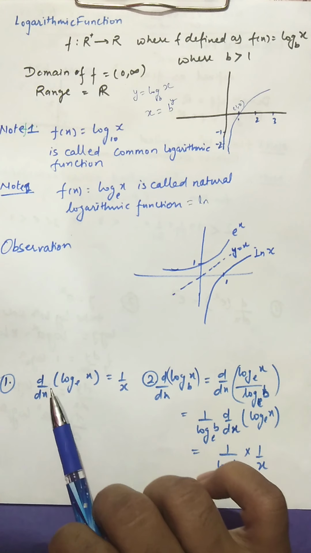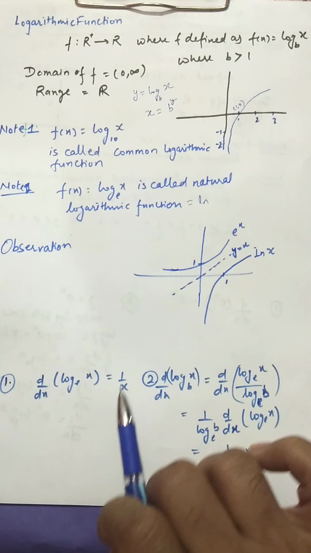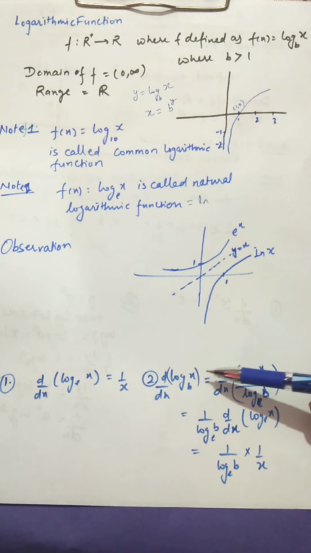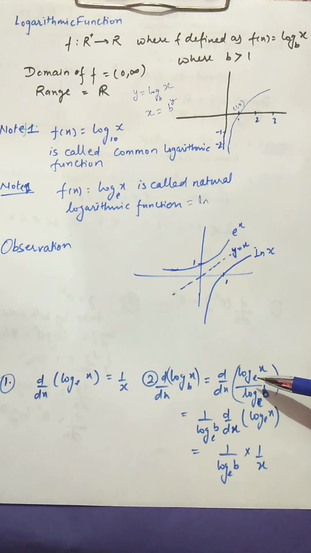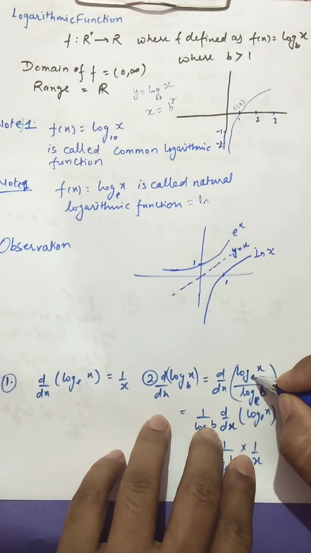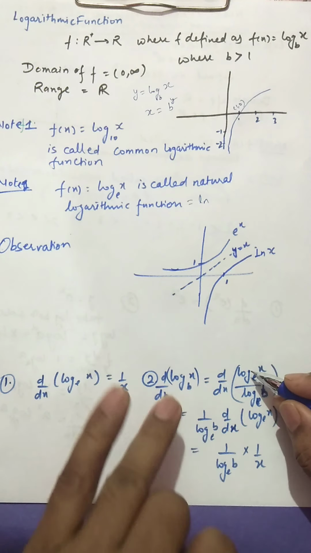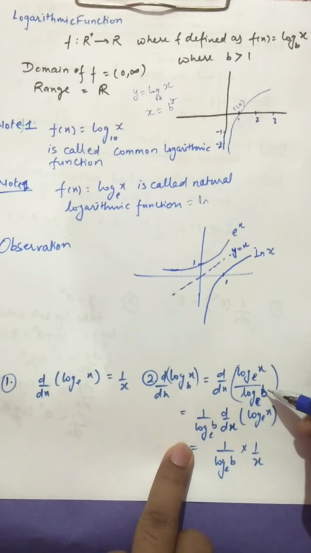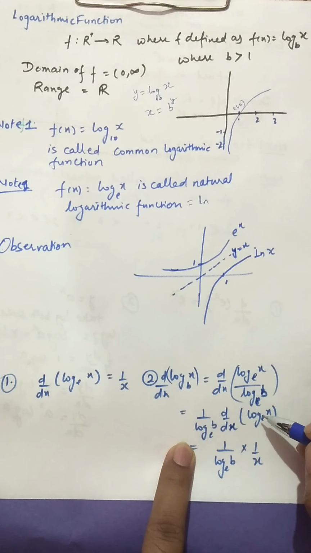Now come to d by dx. If this is log with base e of x, then the derivative will be 1 by x. But if the base is not e, and is any other number, then consider d by dx of log base b of x. We know that we can change the base of the log using a property, which I mentioned in the previous class. So this is log e x divided by log e b. Now you can see this denominator is constant, because e is constant and b is constant. So you can take this out and differentiate only d by dx of log e x.